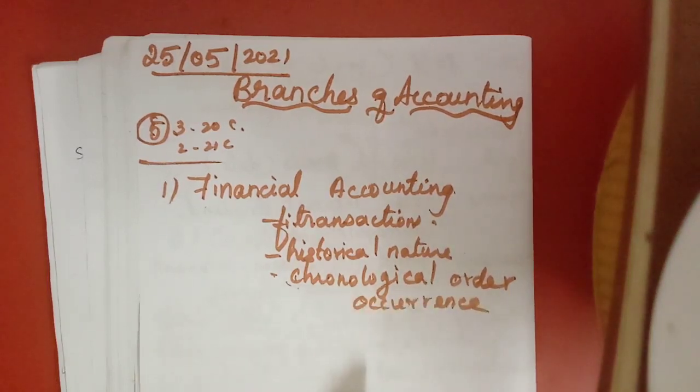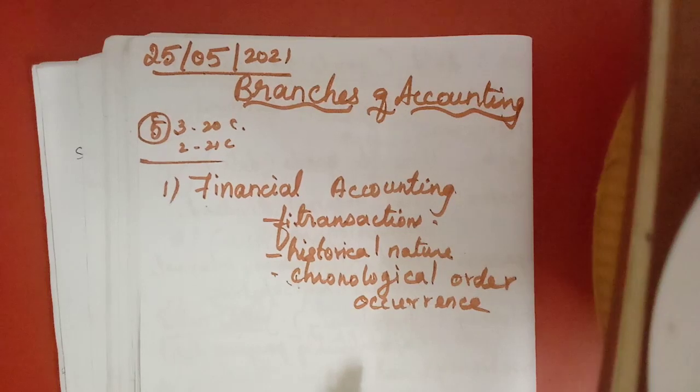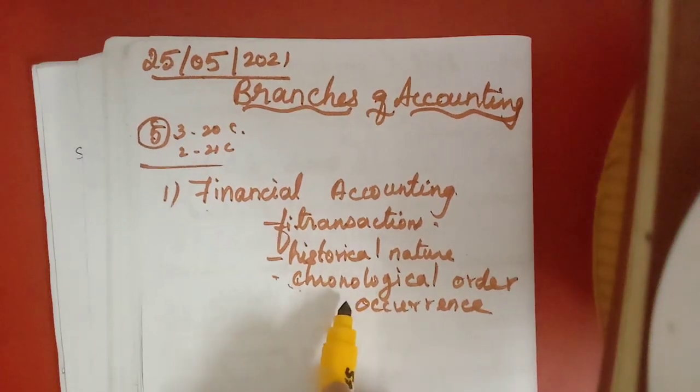If something happens today, we will write it. The first transaction that has happened, we will enter immediately, soon after it happens. That is the order of occurrence, or chronological order, in which it will be entered.